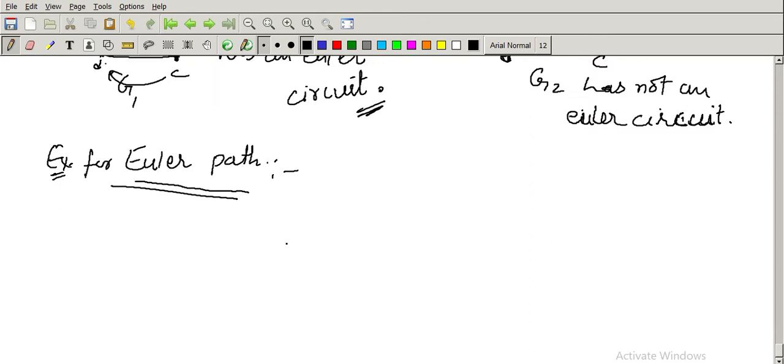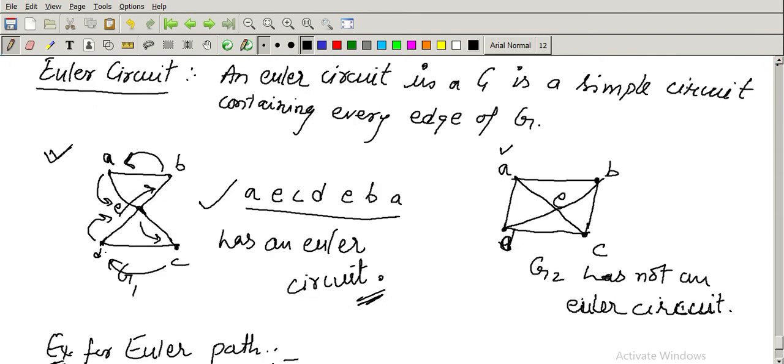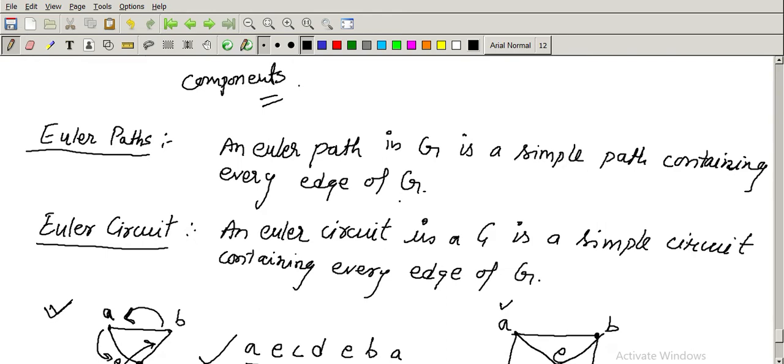Now this is your graph. I have A, B, C, D and E. Now you see here that it has an Euler path. First of all, for a graph to have an Euler path, it must cover all the edges of G. An Euler path in G is a simple path containing every edge of G.